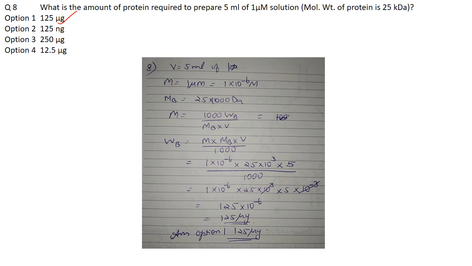Next one. What is the amount of protein required to prepare 5 ml of 1 micromolar solution? Molecular weight of protein is 25 kDa. So volume is 5 ml, molarity is 1 micromolar and molecular weight is 25 kDa or 25 into 1000 daltons. Substitute in the formula. Molarity is equal to 1000 Wb by Mb into V. Wb is the weight of the protein required and Mb is the molecular weight. So substitute in the formula and you will get 125 micrograms, or option 1 is the correct answer.